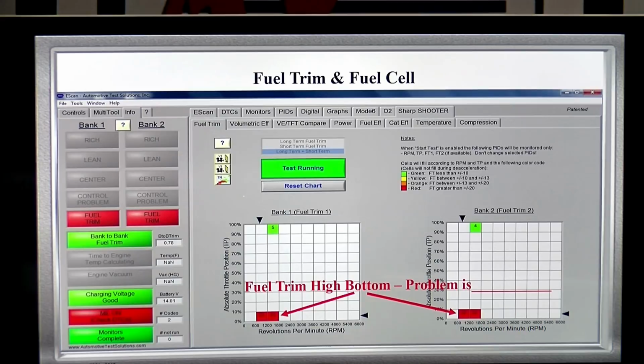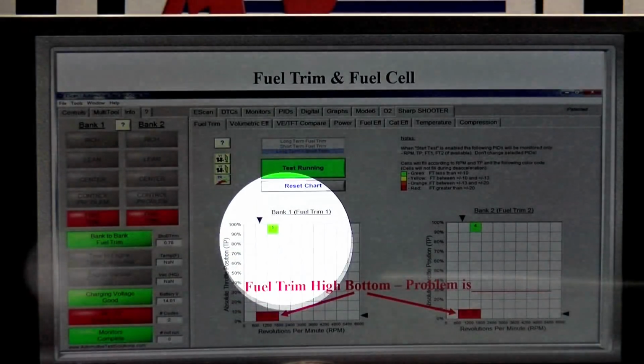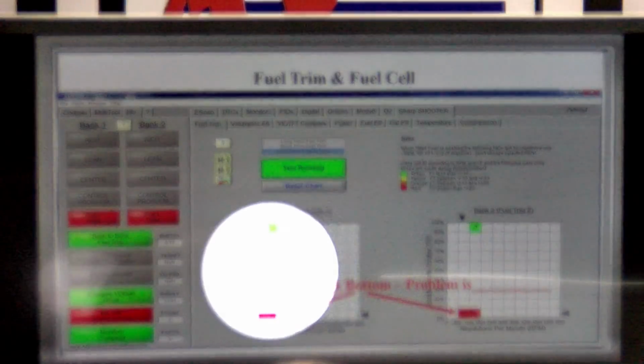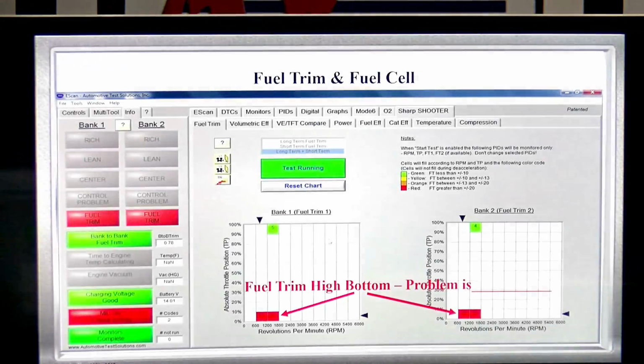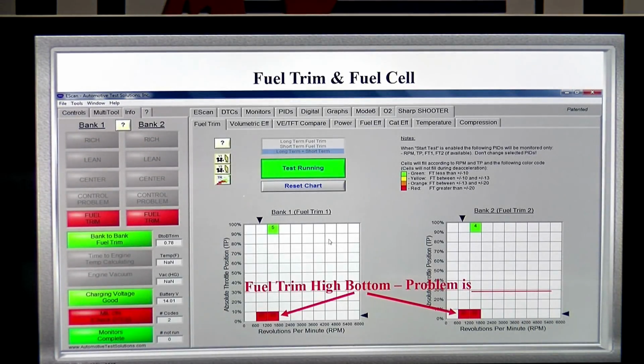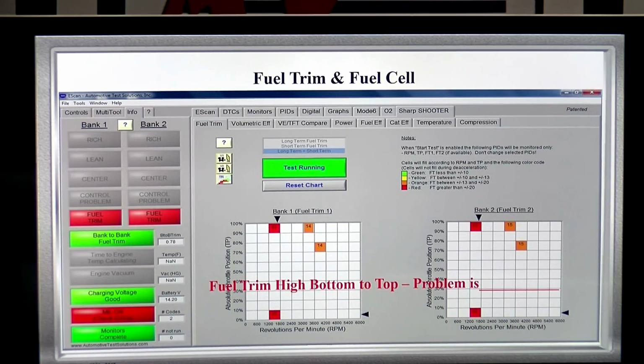Now look at the top of the screen. Notice there we have green numbers and it all looks good. We don't have a problem with fuel delivery. We have a problem possibly with a vacuum leak at idle, okay? Now look at this one.